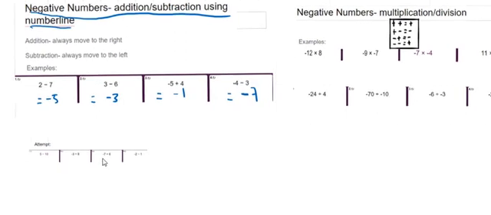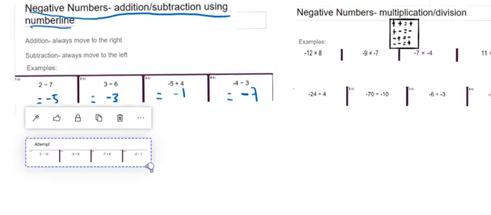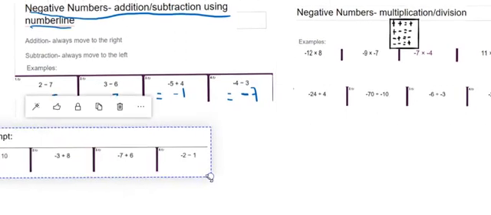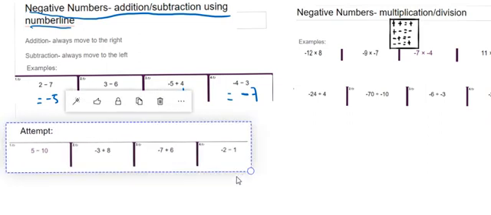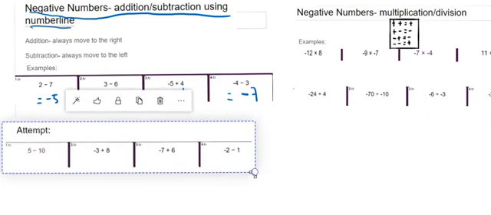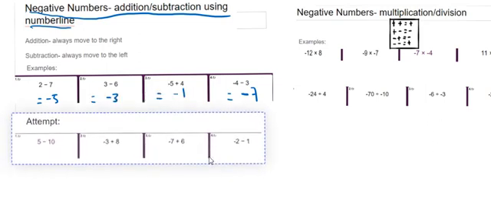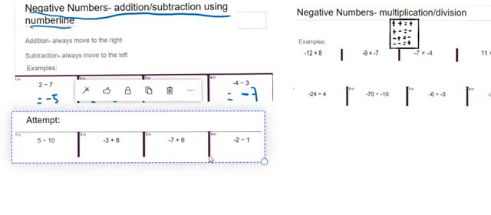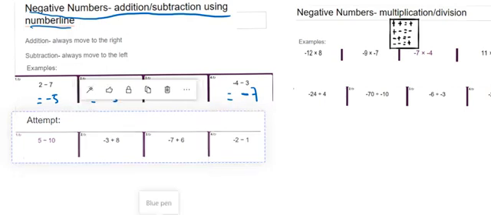So that's how you add and subtract with negative numbers. Before you go on to multiplying or dividing, I'd recommend you go and practice some of those. So here's 4 anyway, just to practice on. If you want to pause the video now and try those 4 questions: 5 minus 10, minus 3 plus 8, minus 7 plus 6, and minus 2 minus 1, and then play on with the video and I'll correct them for you.